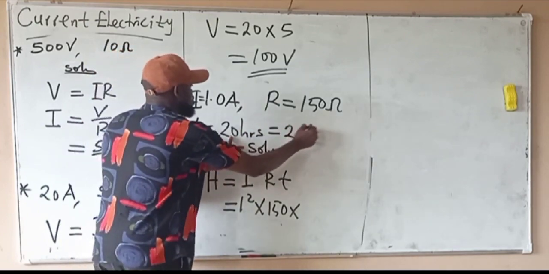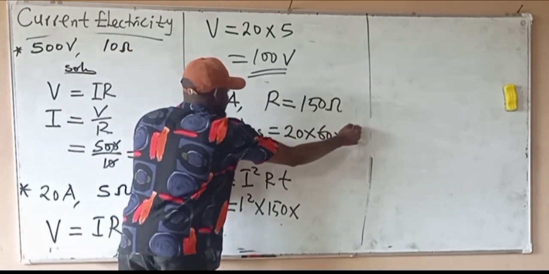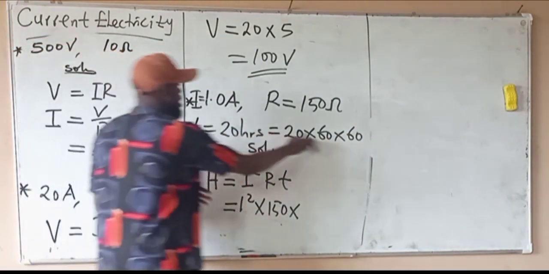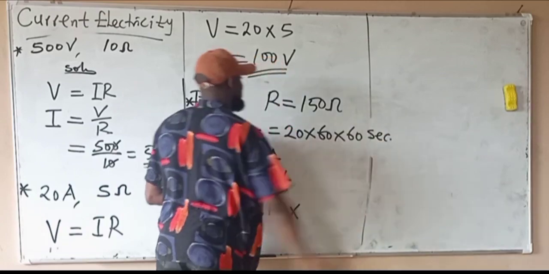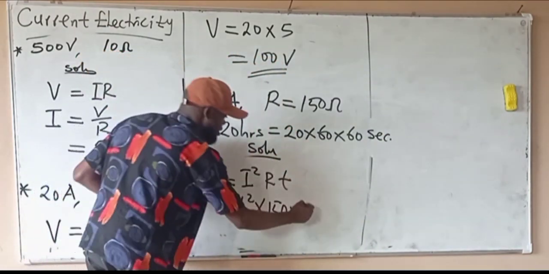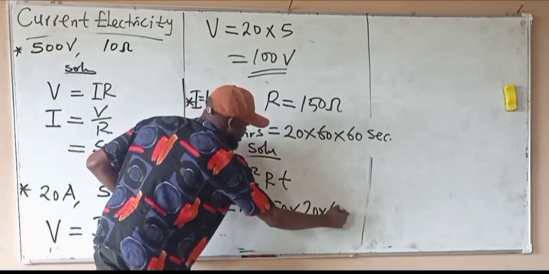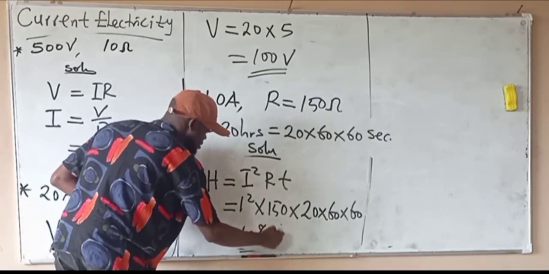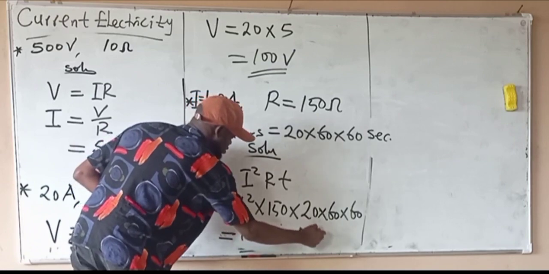To do that, multiply by 60 twice. You want to multiply 60 times 60, so this time will now be in seconds. So I'm going to use 20 times 60 times 60. This is going to give us 108,000,000.